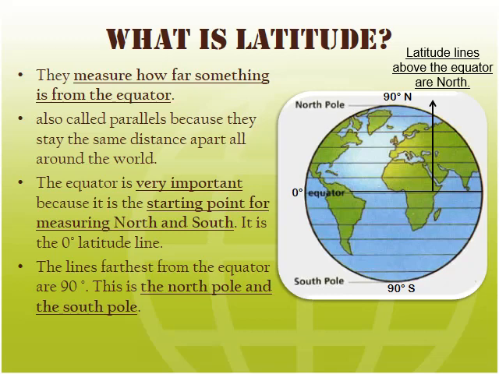Okay, so the equator is very important because it's the starting point for measuring north and measuring south. So the equator is your 0-degree line, and it tells you how far above the equator you go, how far north you are. And then it also tells you how far south that you are from the equator. Now, the furthest distance you can go from the equator is going to be 90 degrees.